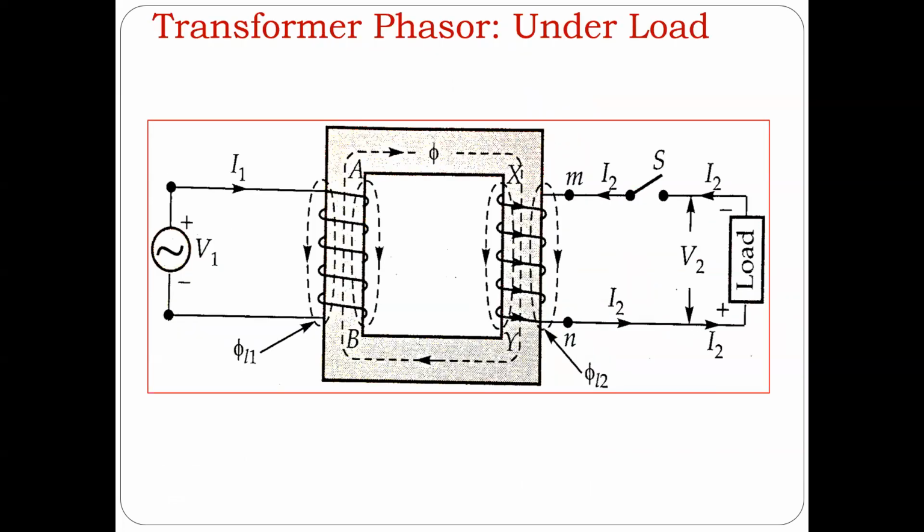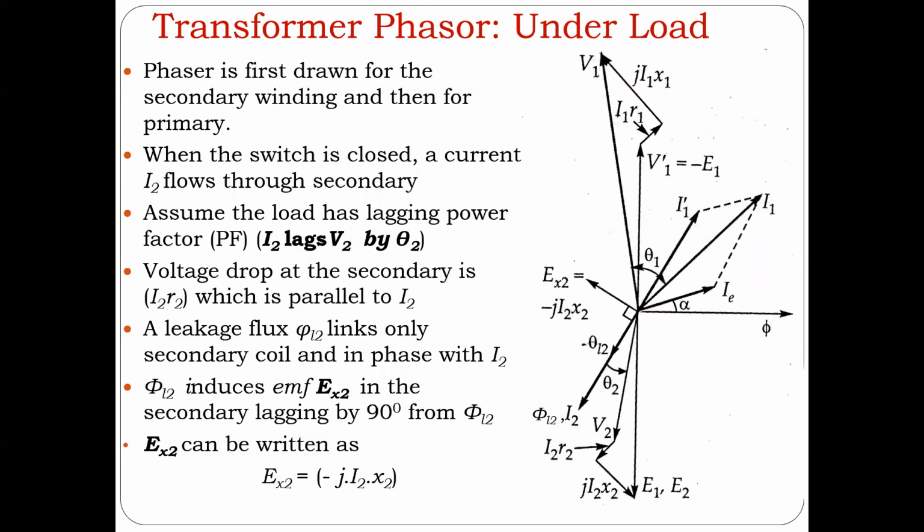Now this is the case when there's no load connected. There's no I2 current in the secondary circuit. But now when you close this switch on the secondary side, we want to see what happens. So first we'll look at the secondary side where you have I2 current. When the switch is closed, this current flows in the secondary circuit, which lags V2 by some angle. So let's draw this first.